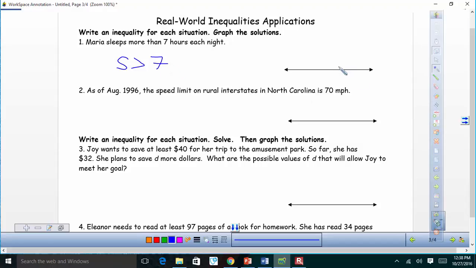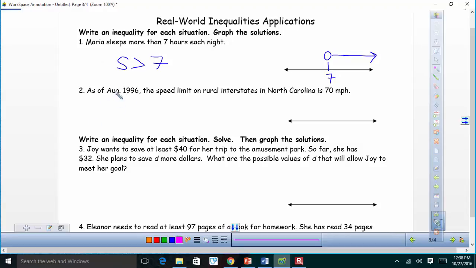That's right. So when I graph this, I'd put 7, open dot, and it would be greater than 7. Does that make sense? Because it doesn't say that she sleeps less than 7 hours. She sleeps more than 7. How many of you sleep more than 7 hours? That's what I thought. All right, let's look at number 2.